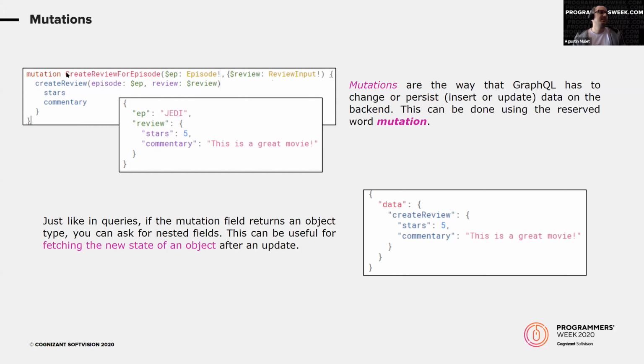As it says here, mutations are the way that GraphQL has to change or persist, insert, or update data on the backend. This can be done using the reserved word mutation instead of query at the first part of our mutation right now, not query. Just like in queries, the mutation can return an object type. That depends on how the backend is defined, or well, the query or mutation is defined in the backend.